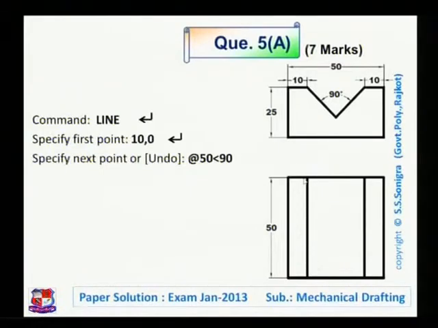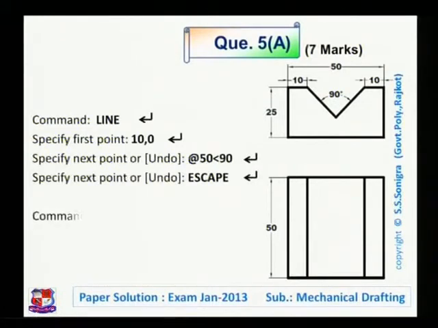So here it will draw a vertical line by this command. Enter and specify next point, escape. So this will draw just this line. So we have drawn this line also. Now to draw this line, a similar command is to be used. Enter, line command, enter and specify first point. Here we want to draw this line.